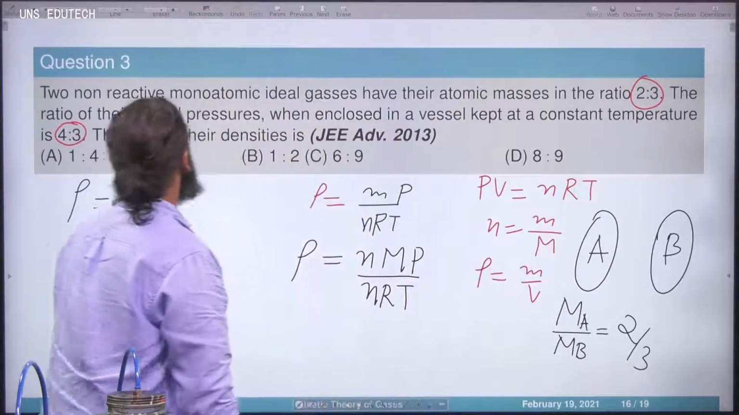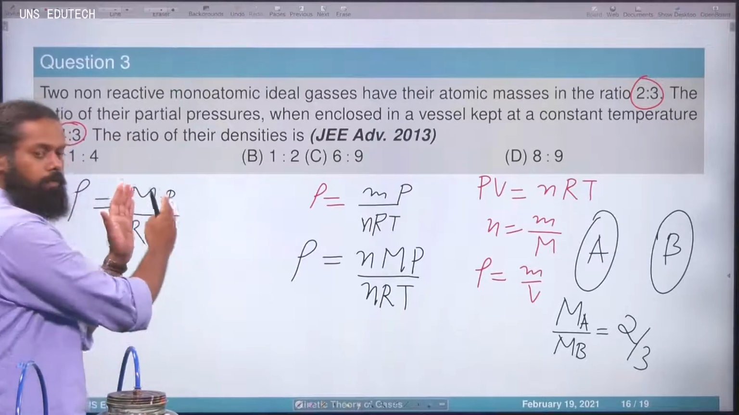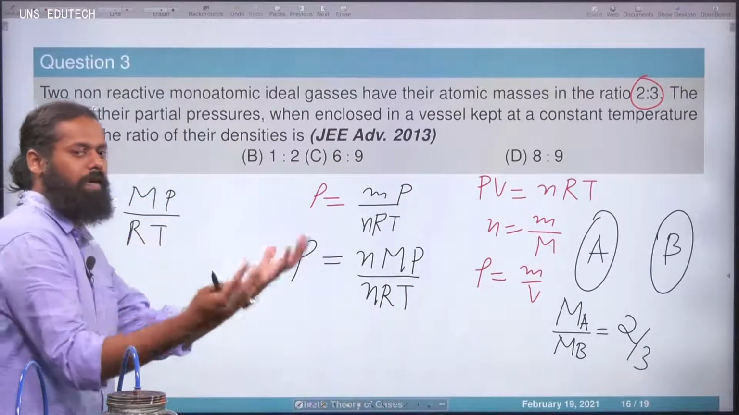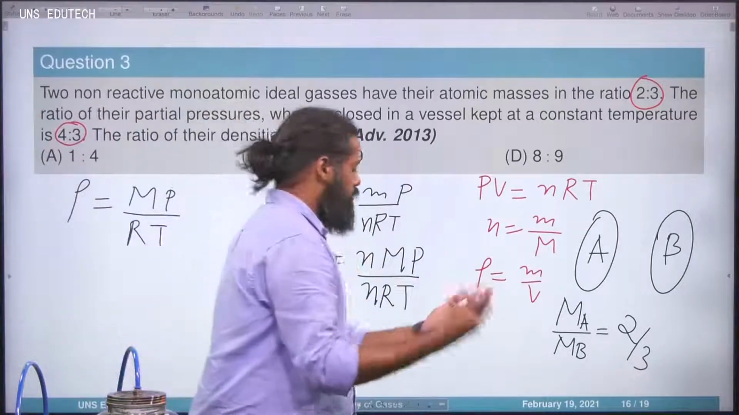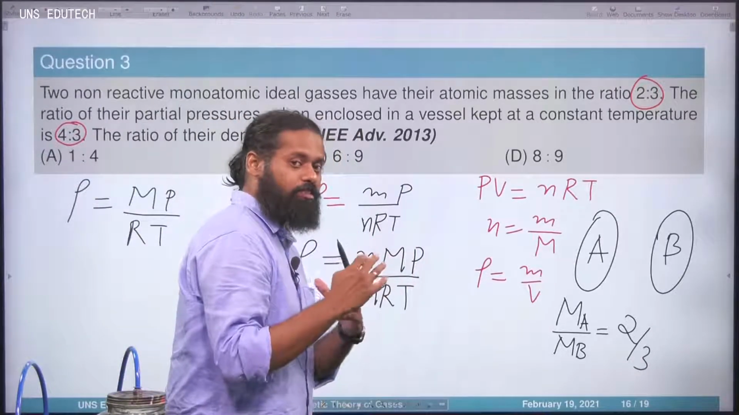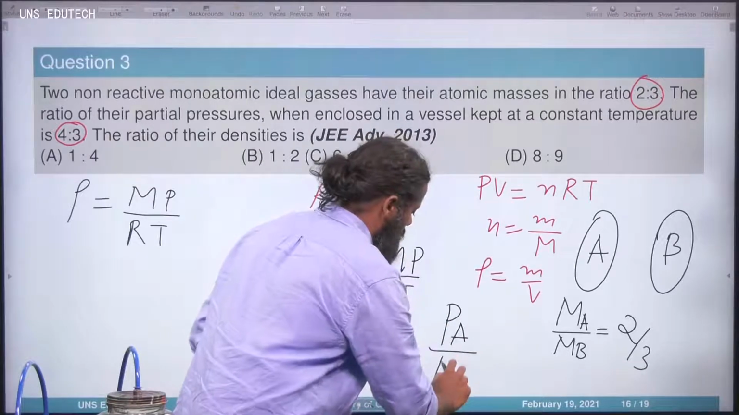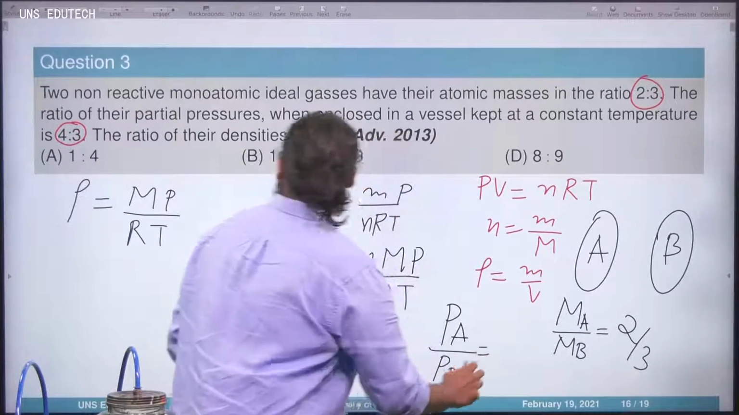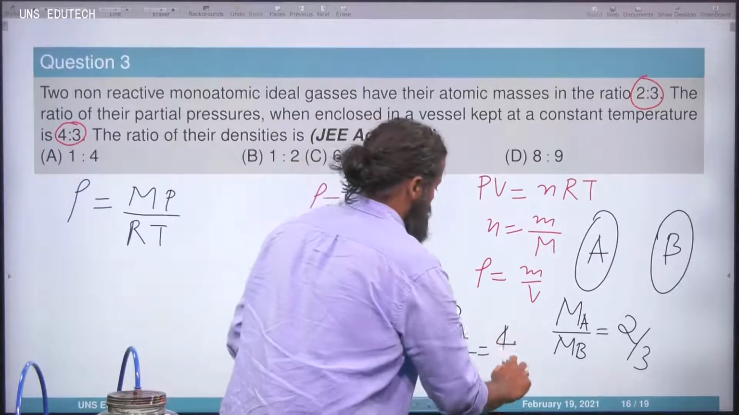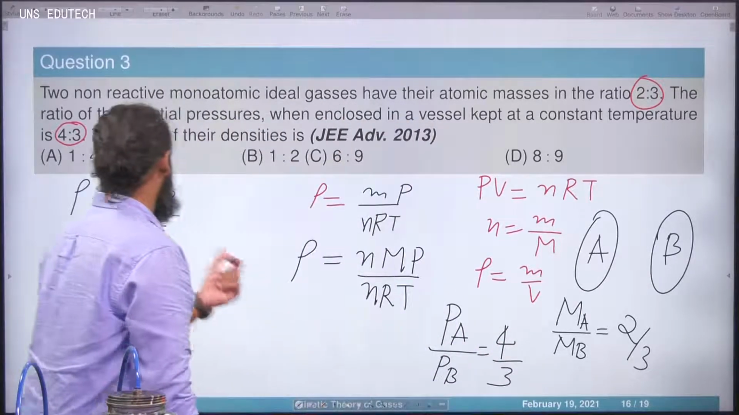Similarly, one more thing is given, the partial pressure. Partial pressure is nothing but the individual pressure experienced if you are allowing that particular species to expand into that entire volume. So we can write PA by PB, that is also given as 4 by 3.